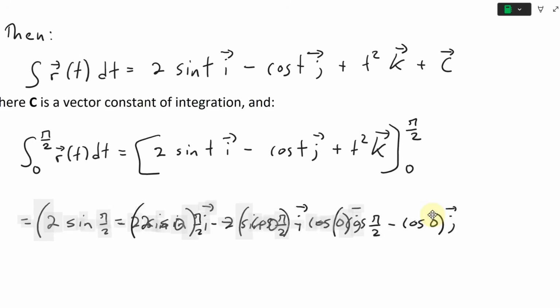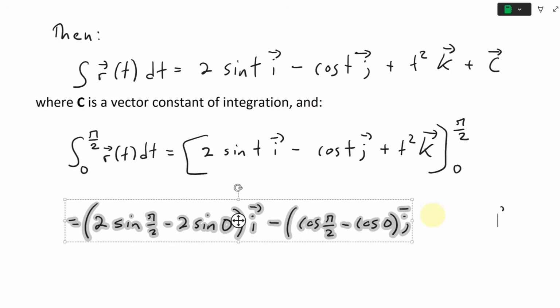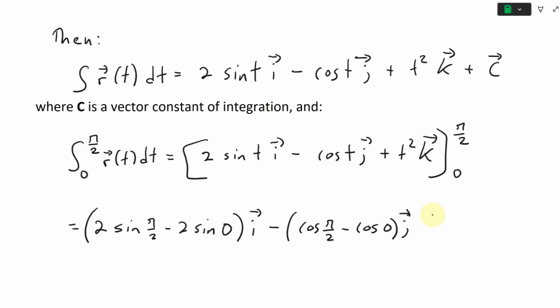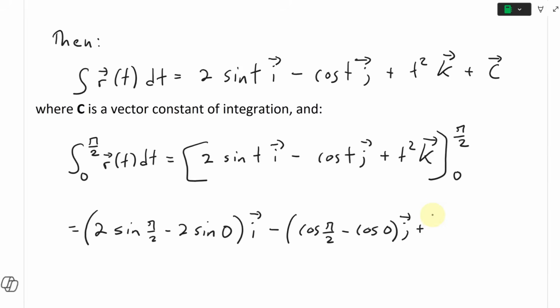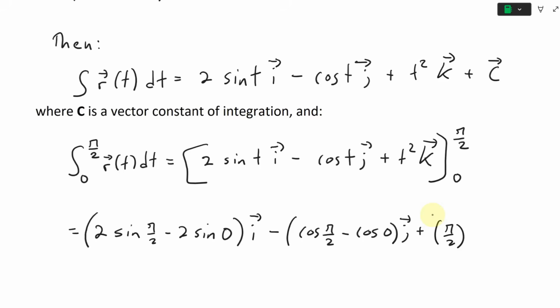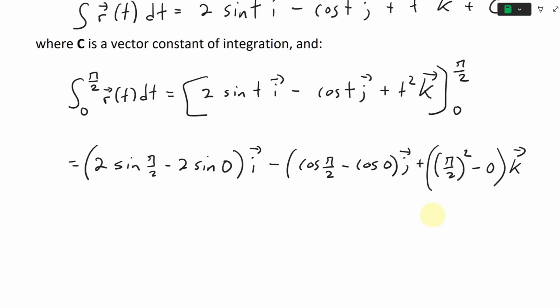Move it over here. All right, so we moved it over there. And then lastly, this is plus, and then this is going to be t squared, which is going to be pi over 2 squared minus 0 squared, which is 0, so do that. I'll put another bracket. This is going to be our k. It's good, I just put it for completeness. Now let's just start solving all these.